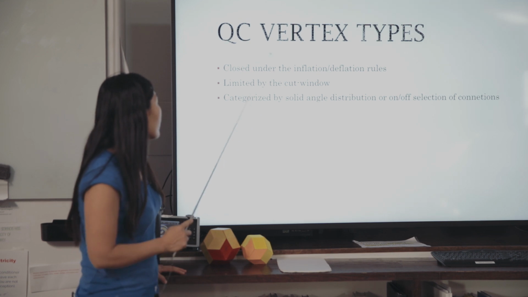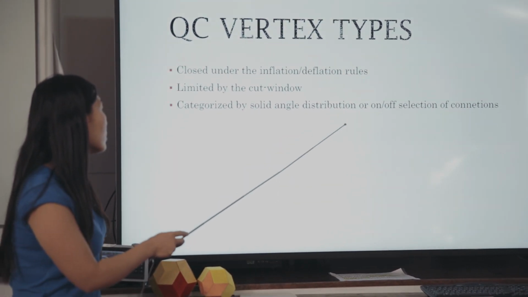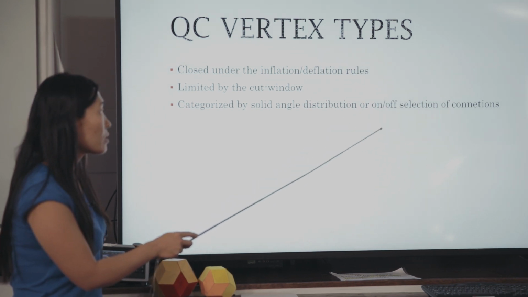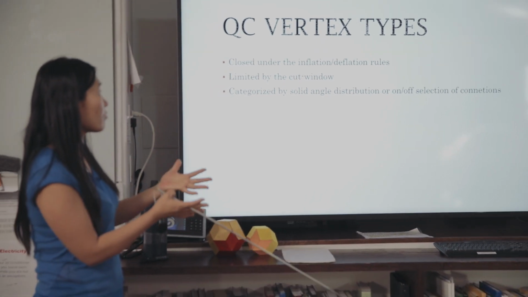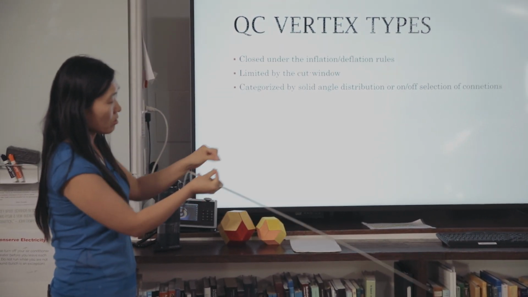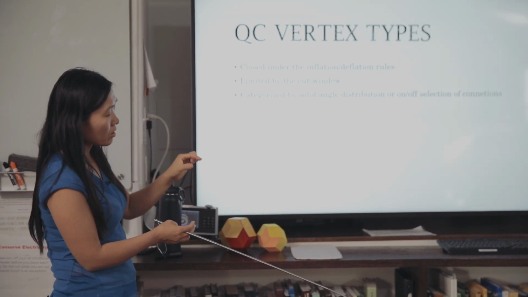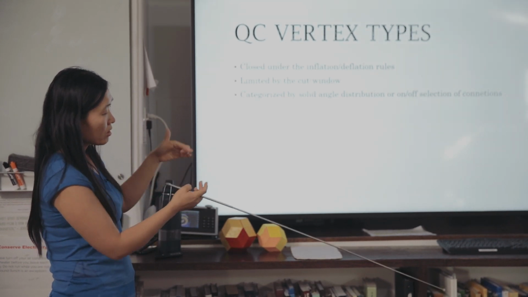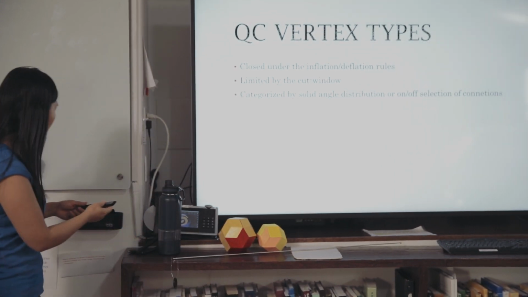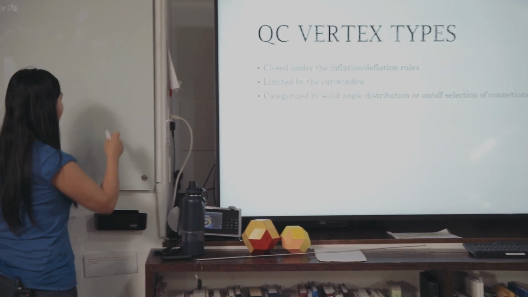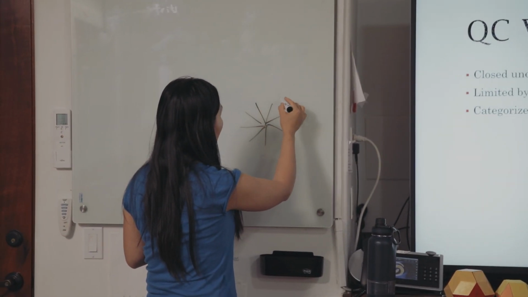And then it can be categorized by the solid angle distribution or the on-off selection of the connections. For example, the solid angle is for 3D, but in 2D it's just the angle. If you have 10 directions, basically a 10 edge set, then depending on however many connections total, these are the edges.